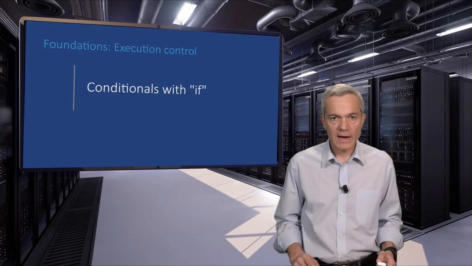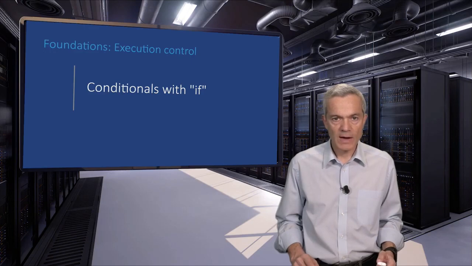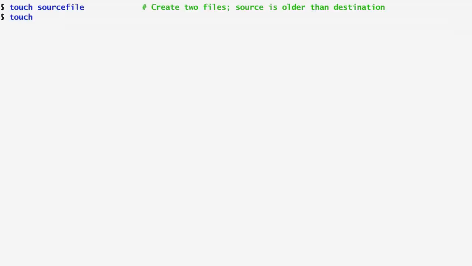The if command allows us to execute various other commands based on the result of a condition, the result of whether another command succeeded or not. As a demonstration, I create two files, the source file and the dest file, with a bit of delay, so that the dest file is clearly more recent than the source file.